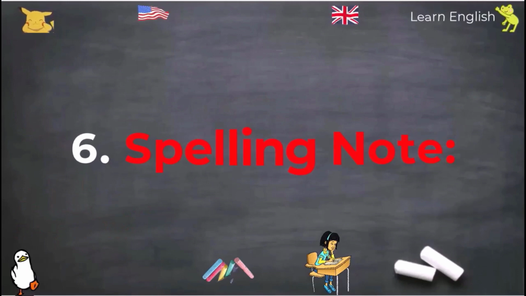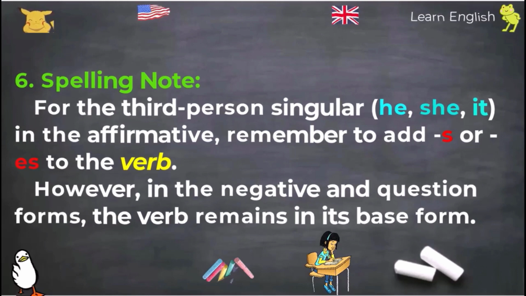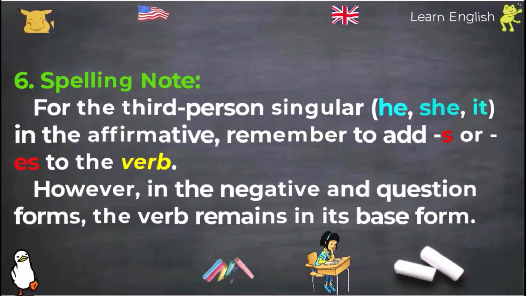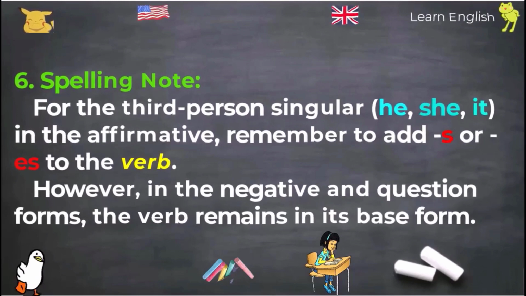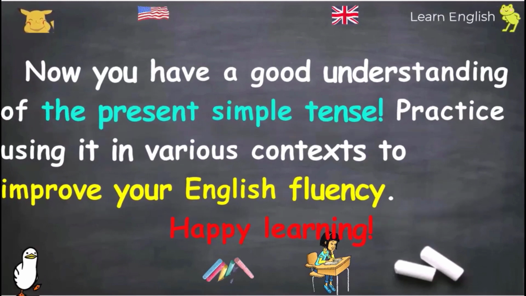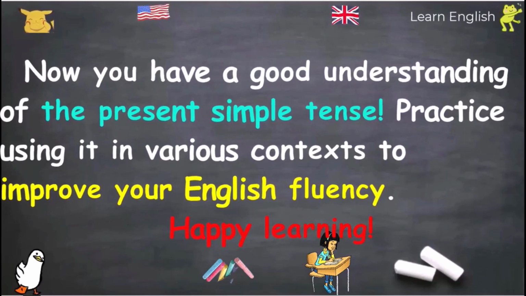Spelling note. For the third person singular, he, she, it, in the affirmative, remember to add s, or es, to the verb. However, in the negative and question forms, the verb remains in its base form. Now you have a good understanding of the present simple tense. Practice using it in various contexts to improve your English fluency. Happy learning!